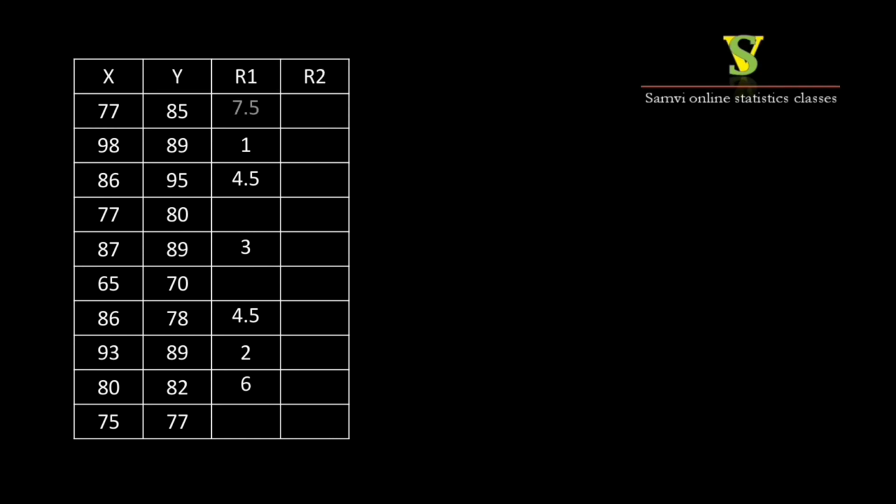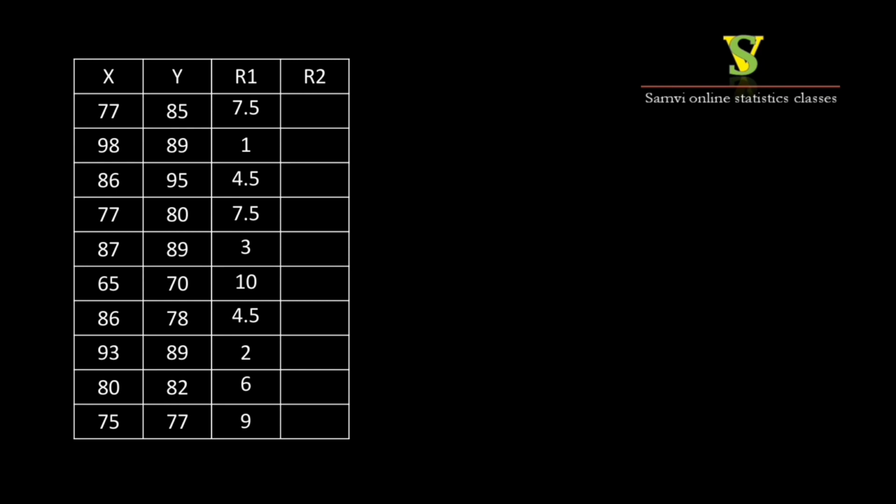So we are allotting here 7.5 and also 7.5. Move to the next value. So next highest value is 75, we allotted 9th rank. Next one is 65, we allotted 10th rank. This is about R1. Now you have to move for R2.